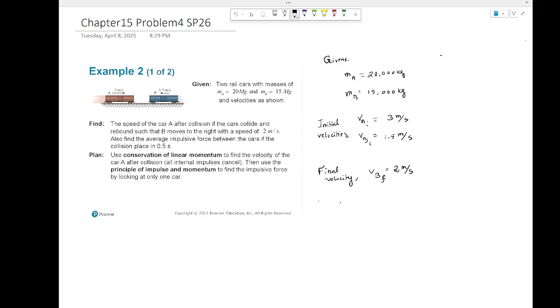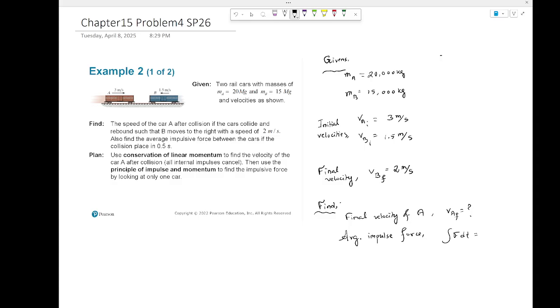Okay, what you got to find? Write them. So find the final velocity of car A, which would be V_AF. Okay, and what else? You got to find the average impulse force, which is, if you guys remember, F times T, right?